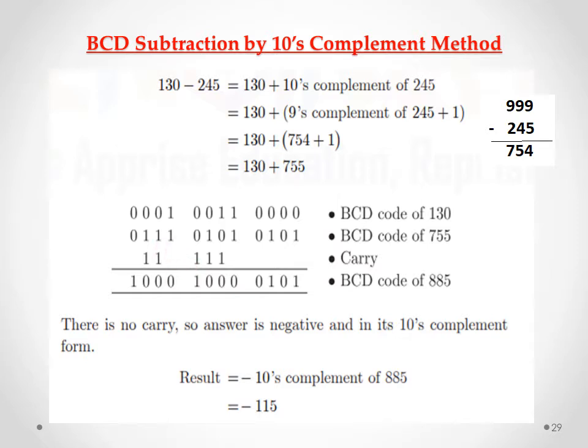Again carry present. 1 plus 1 is 0. The carry is added with this point. So 1 plus 1 is 0. Then carry is presented here. So the answer is 885. But in this case, minus is smaller. So we have to take 10's complement of 885 with a negative sign. So the answer is minus 115. Thank you.